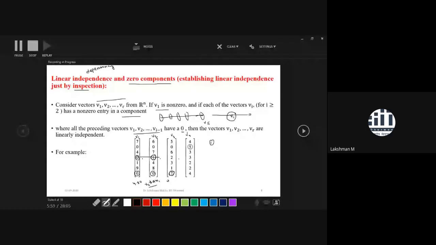So we can't write v3 as a linear combination of the previous two vectors v1 and v2. It is not possible. So it simply says that v1, v2, and v3 are linearly independent.